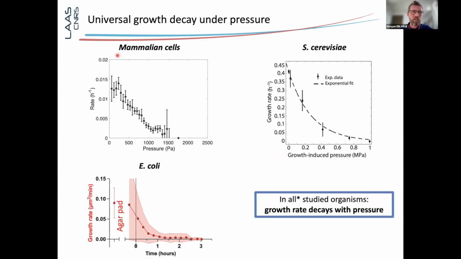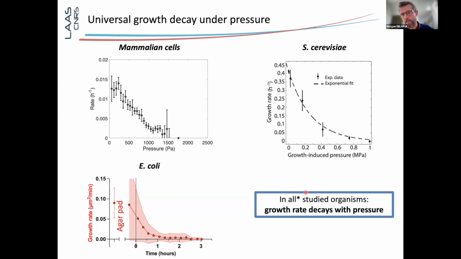So what we can measure is the rate of growth, so the rate of volumetric increase of the cells as a function of time. For these different organisms as a function of time or pressure, it's basically the same. And what you can appreciate is that in all the cases, growth rate goes down.